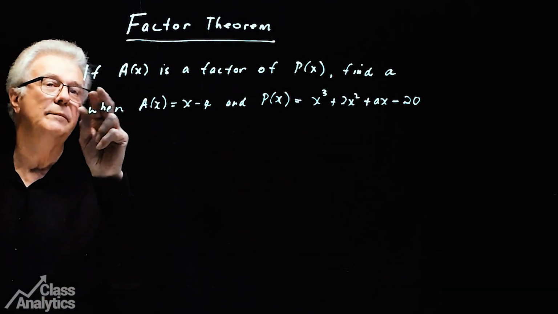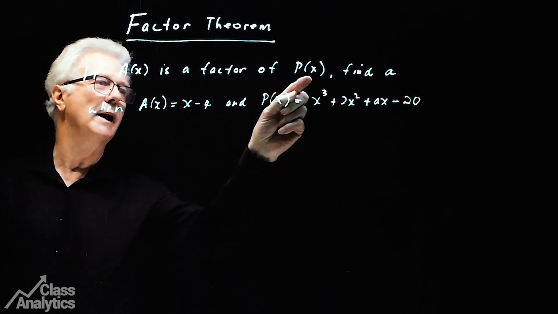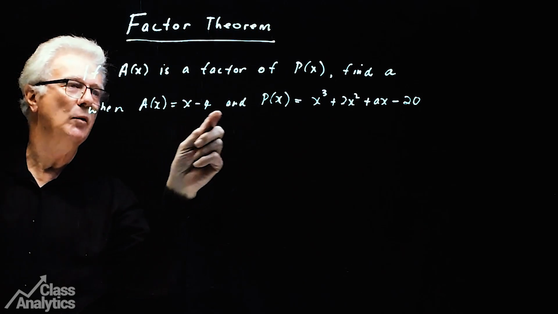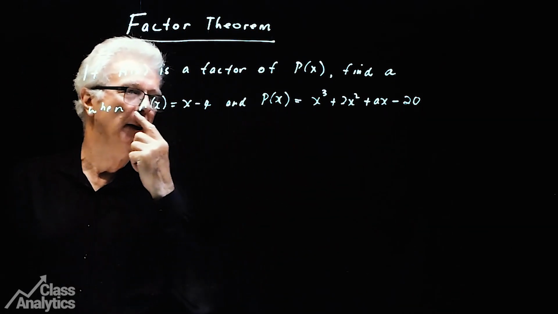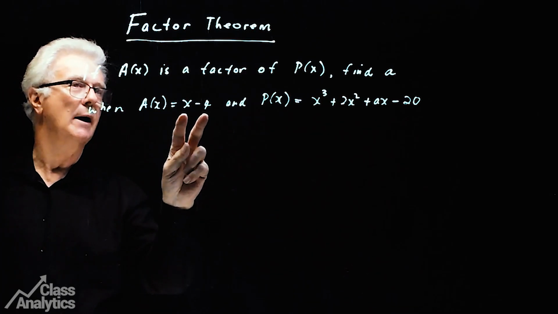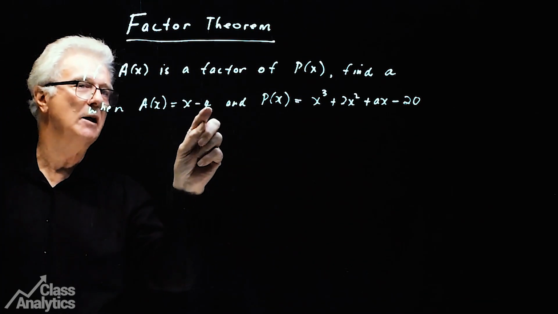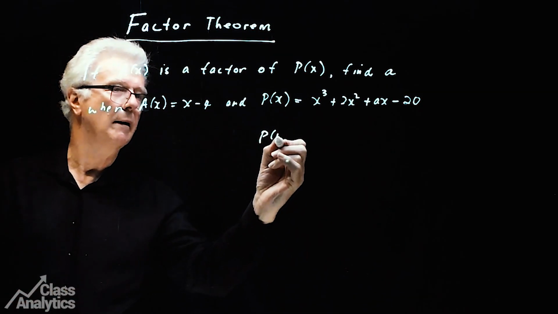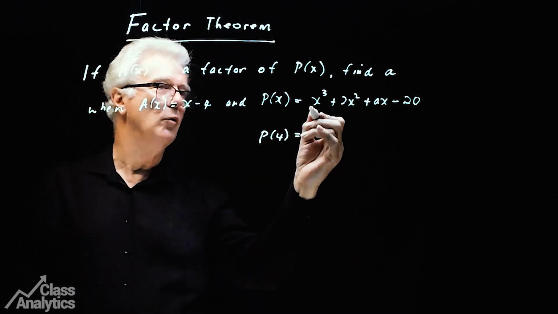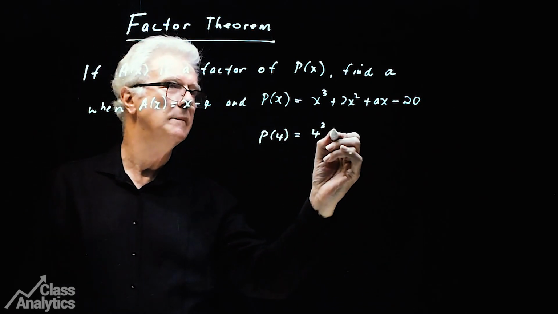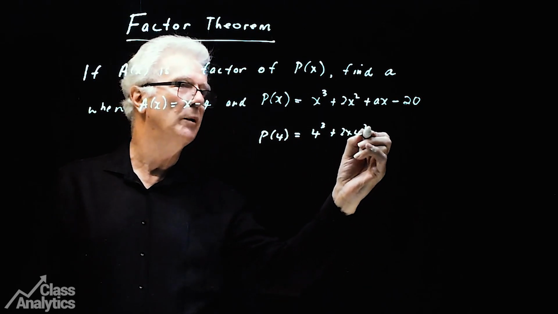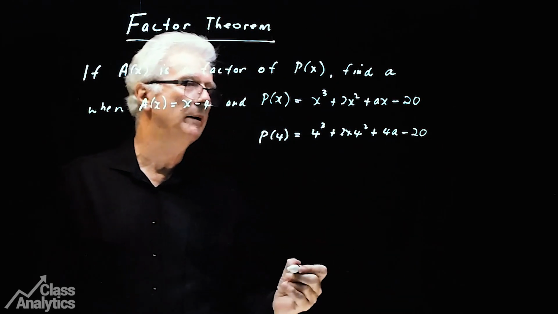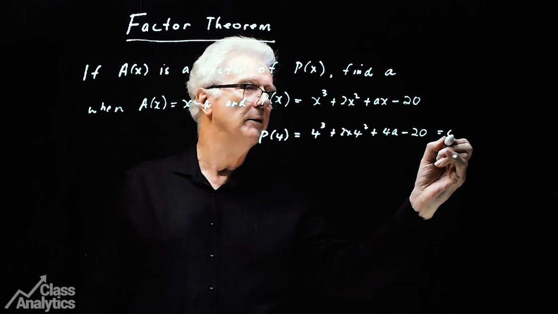Right, in this one, if a(x) is a factor of p(x), we have to find a in this one here, when a(x) equals x minus 4 and p(x) equals this polynomial. Now, we know from this, if a(x) is a factor, then x equals 4 is a root. So we can put 4 in there. And we get 4 cubed there, plus 2 times 4 squared, plus 4 times a, minus 20. And we know that that must be equal to 0.